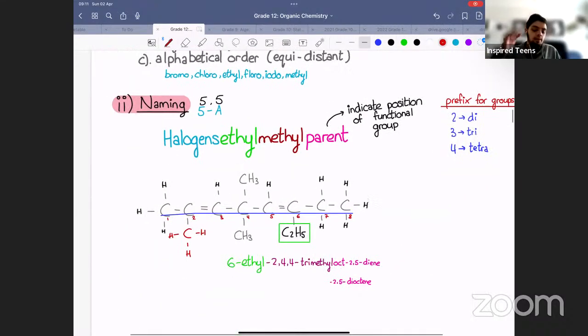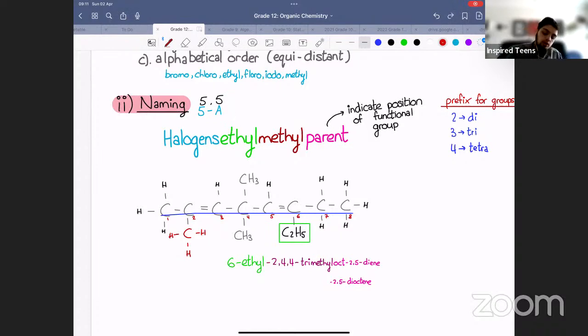Then let's talk about naming. Once we've numbered it, now we can name it. The way you name it is always halogens first, if you have halogens. Then your ethyls go second, if you have ethyls. Then your methyls go third, if you have methyls, and then your parent. Within your parent, you have to indicate the position of the functional group. In fact, for all of them, you have to indicate their position. Between two numbers, you have commas. Between a number and a letter, you have a dash, as can be seen here.